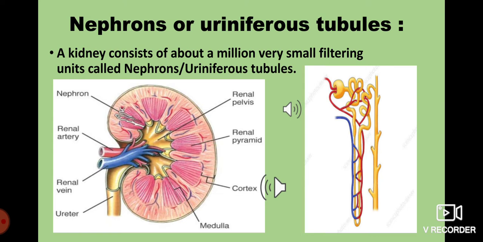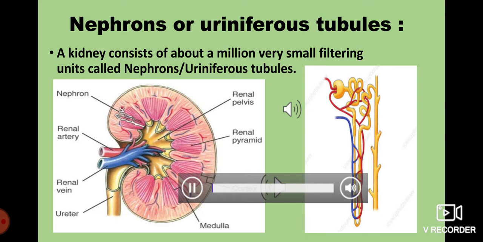So we can also call it the unit of the kidney, and they are present in a large amount, about a million. These are the structures in which the original filtration of blood takes place, or you can call it the formation of urine takes place. You can see in the figure, a vertical section of a human kidney.